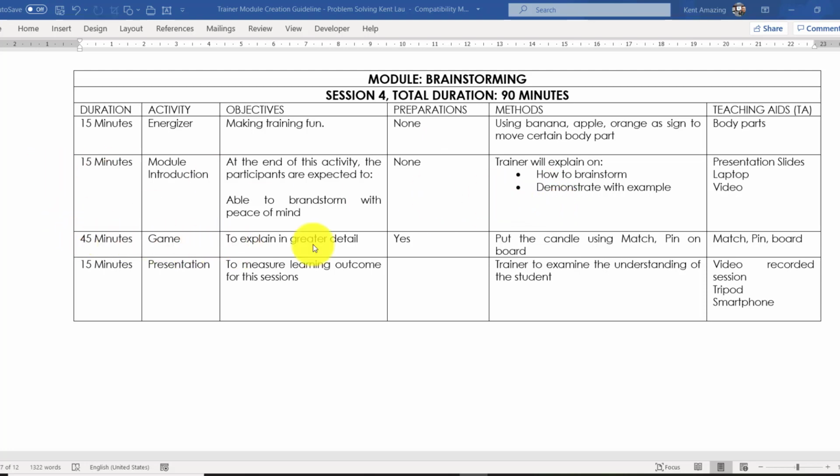Then 45 minutes using a game to illustrate how to brainstorm. What is the pitfall? Why can't people brainstorm, and how to overcome that? The last 15 minutes is for the students. They will demonstrate how they brainstorm, team by team, and it will be video recorded. Okay, that's session 4.